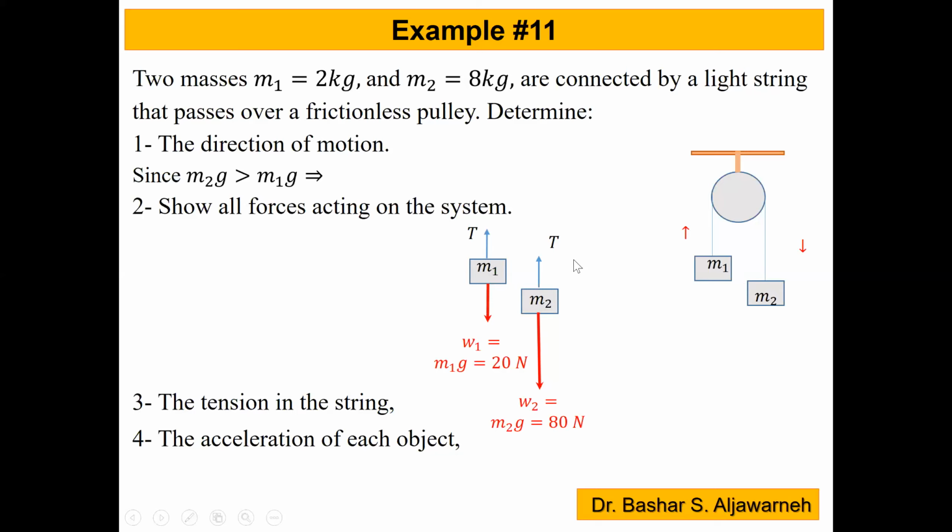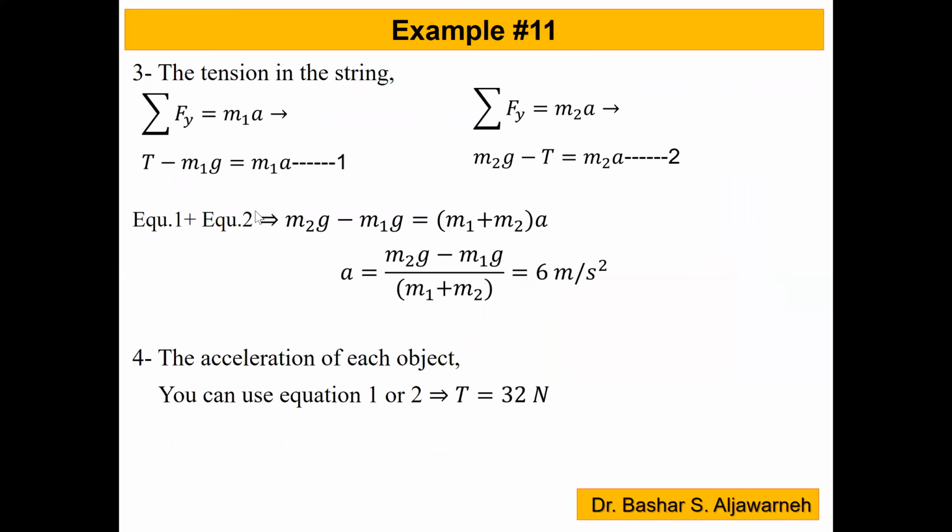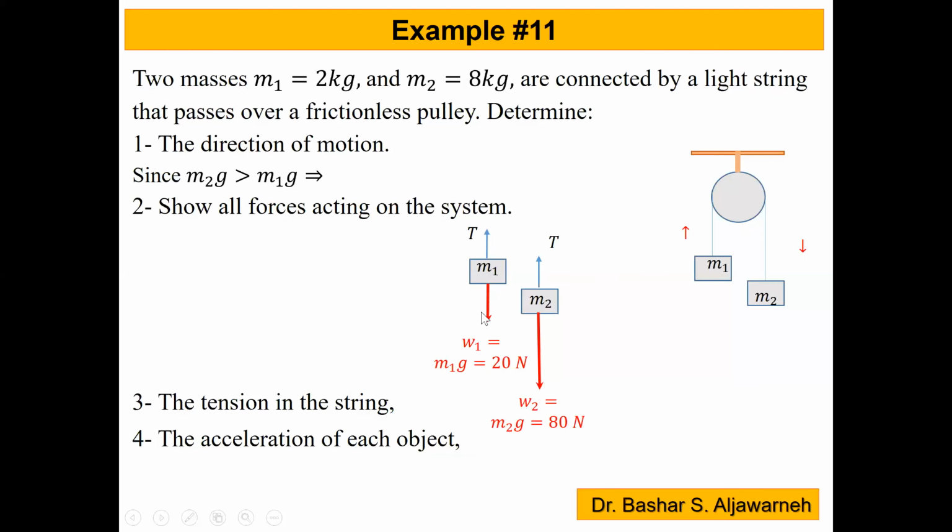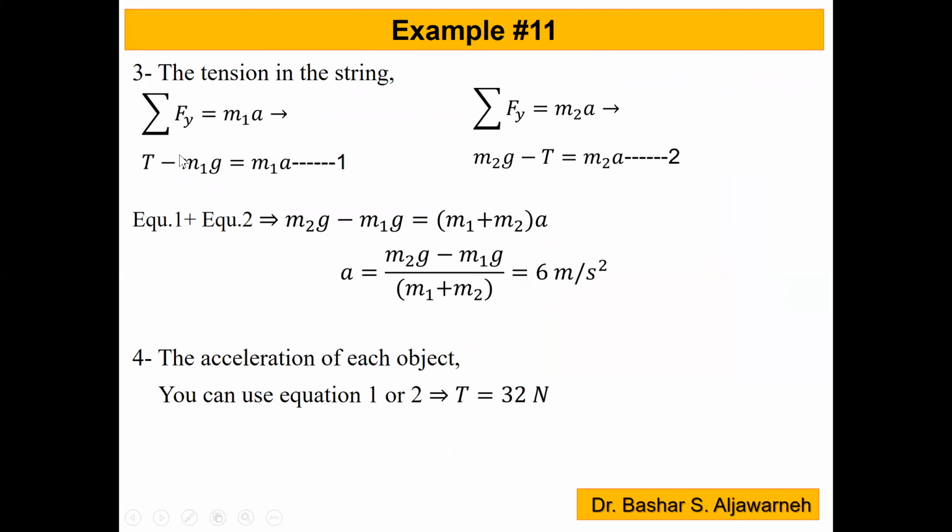Okay, as you can see here, the direction of the motion of my system is along the y-axis. So what we are going to do is take the summation of the forces along the y-axis for the first mass. So this is the first mass. The tension here is in the same direction of the motion, so it's going to be positive. W1 is going to be negative because it's in the opposite direction of the motion. So we will have T minus M1G equals M1A.